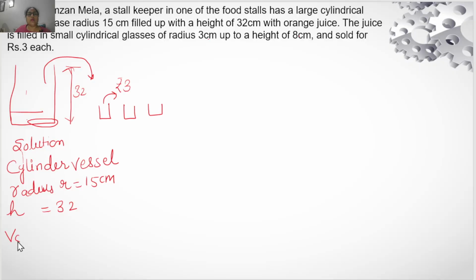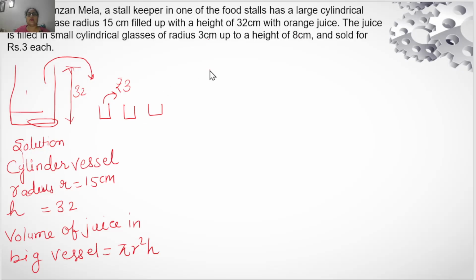So volume of juice in the big vessel, by which formula are we going to find it out? Pi r square h. Right? Now find it out.